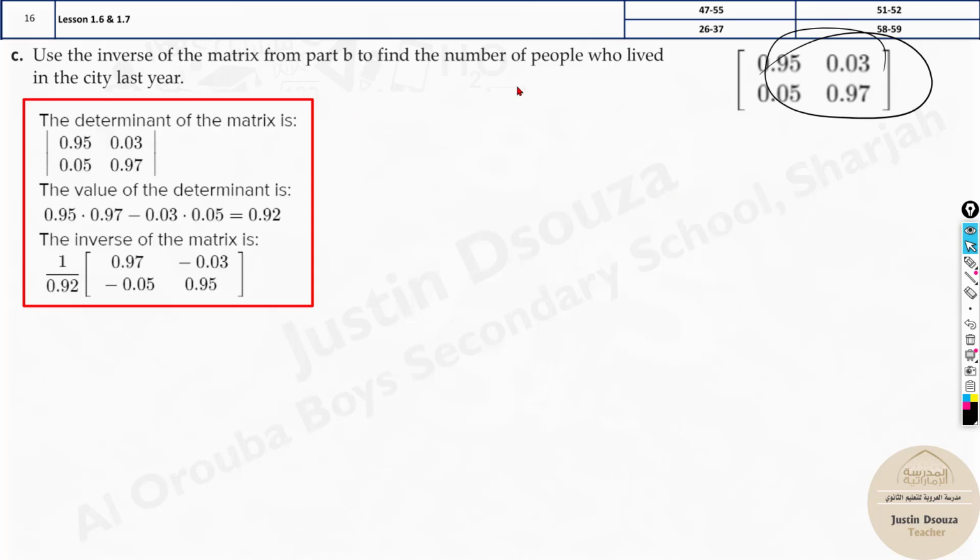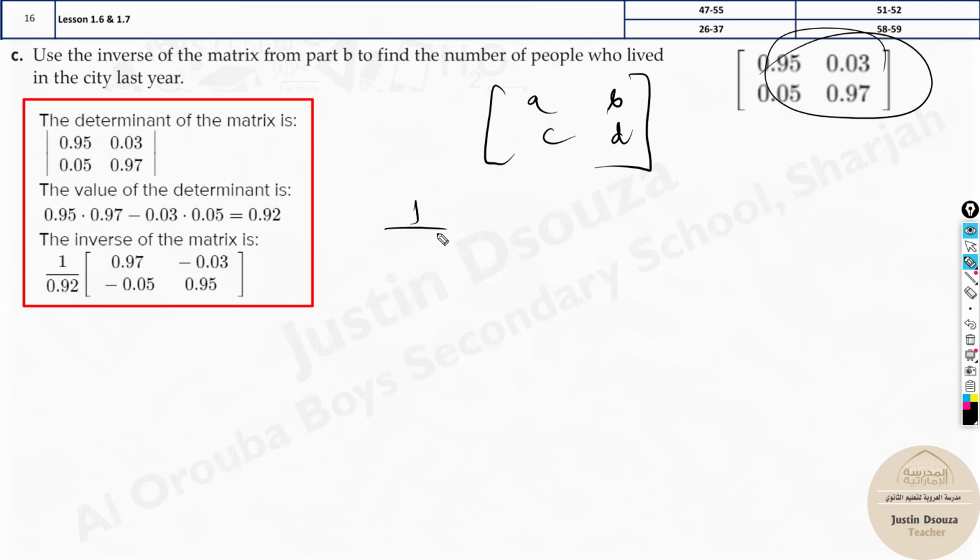And lastly, you need to find the people who lived last year. That's from the inverse. So what you basically do is find the determinant of this matrix, and once you have found the determinant, you need to write the inverse. So the inverse formula is like this. So imagine you have A, B, C, D, okay, as the matrix.